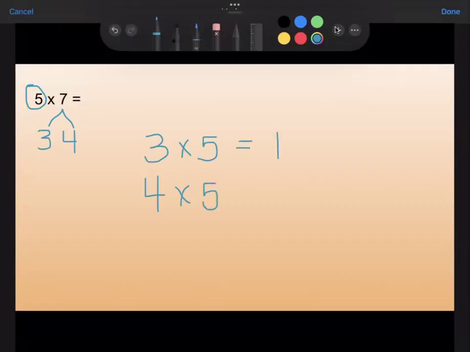3 times 5 is 15, and 4 times 5 is 20. If I add those together, I'd get 5 in the ones place and 3 in the tens place. So I know that 5 times 7 is 35.